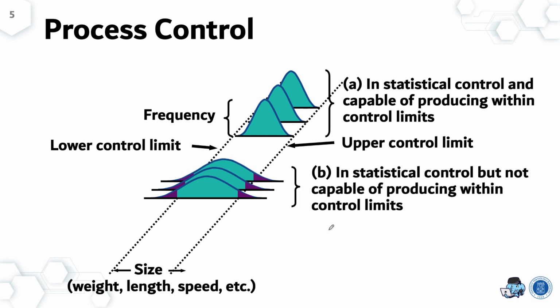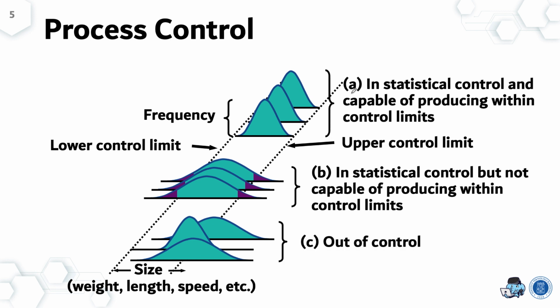When we see here the difference between A, B, and C in this figure, situation A is what we call in statistical control and capable of producing within the control limits, because we see that the production process that we conduct here is within an acceptable limit, which is this lower, and this is the upper control limit.